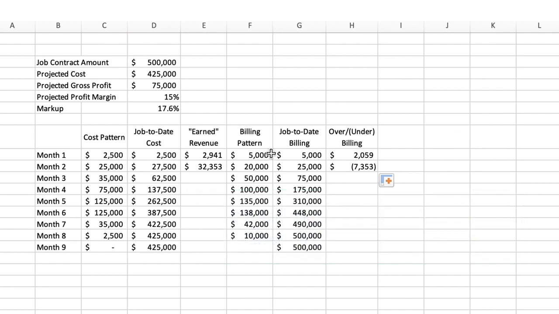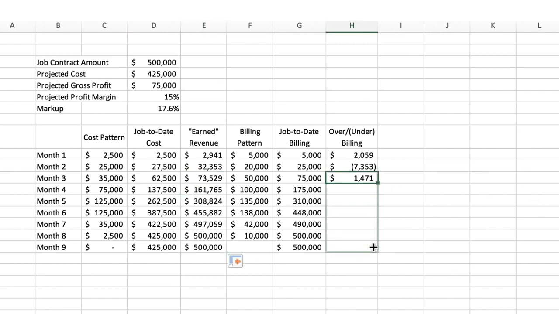In month 3, we have another $35,000 in cost and billed the customer an additional $50,000. When we compare the amount of revenue earned job to date and the amount billed job to date, we get an overbilling of $1,471. And this back and forth will continue until the end of the job. At the end, when the costs are all in and the customer is billed in full, there is no longer an over or under billing.